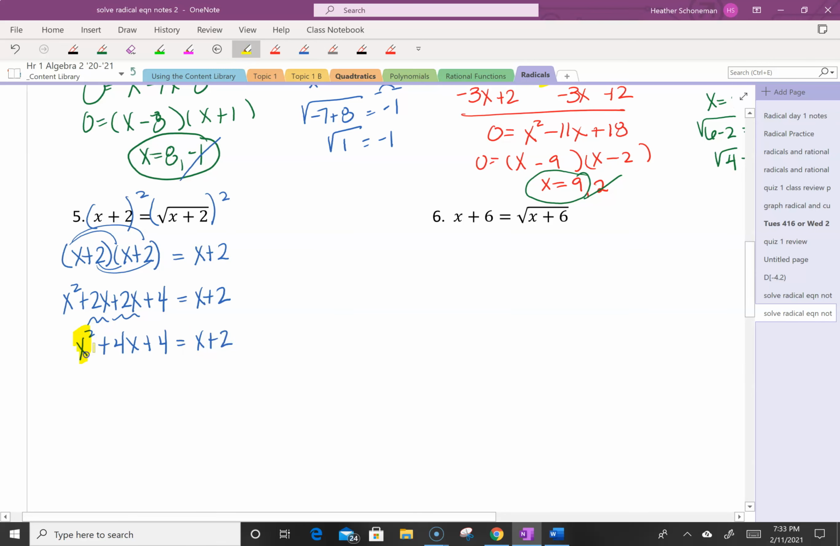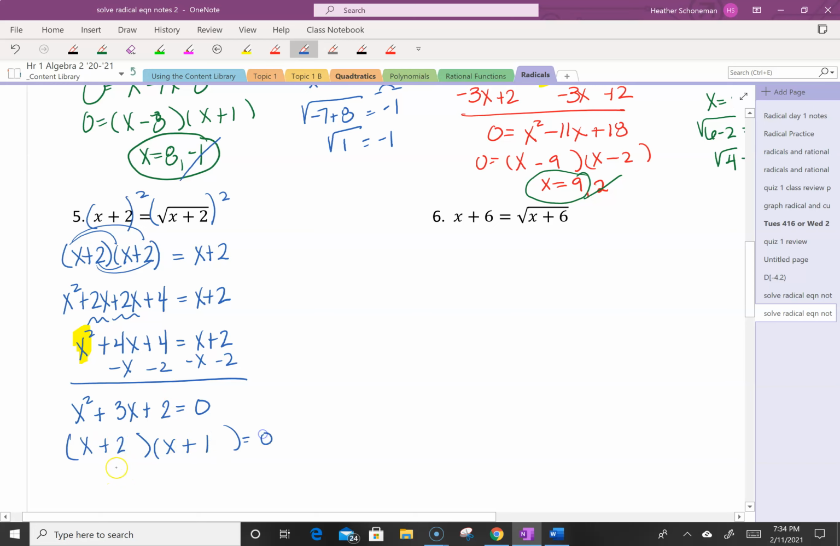Okay, when I see that x squared, I think this is quadratic. I've got to set it equal to 0 and factor it, and I'm going to have to check my answers. So I'm going to subtract x from both sides and subtract 2. That leaves me with x squared plus 3x plus 2 equals 0. So how is this going to factor? Well, the two numbers that multiply to 2 and add to 3 would be 2 and 1. So I get x equals negative 2 and negative 1. Oh, now I've got two negative answers. Let's see how this checks out. Remember, just because it's negative doesn't mean it doesn't work.